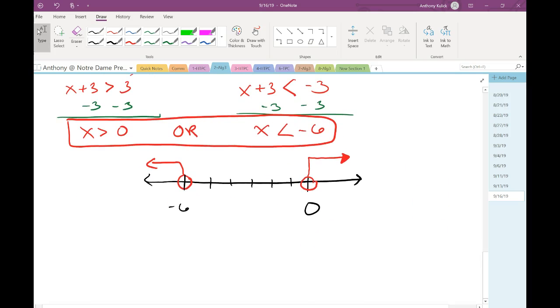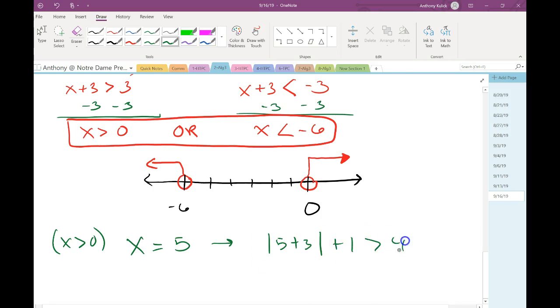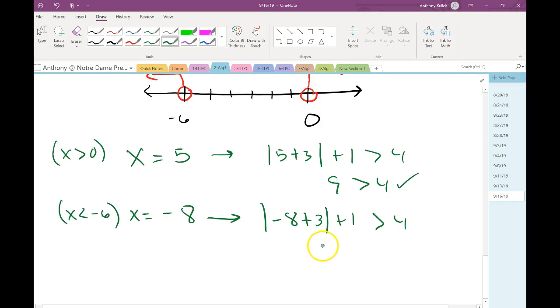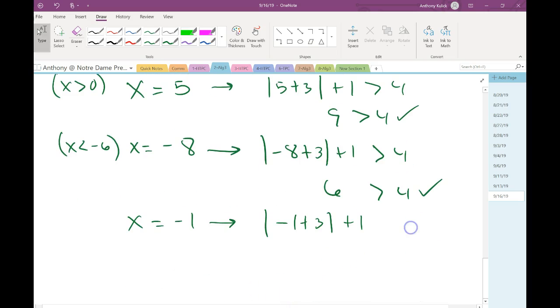So what that means is, if I pick a value like x equals 5, that's something that's greater than 0, and I plug that into my equation, it should still satisfy the inequality. Which it does. Or if I pick something less than negative 6, say negative 8, and plug that in, and check to see if that satisfies the inequality, it does. If I were to pick something in between negative 6 and 0, though, say negative 1, I see that it does not satisfy the inequality.